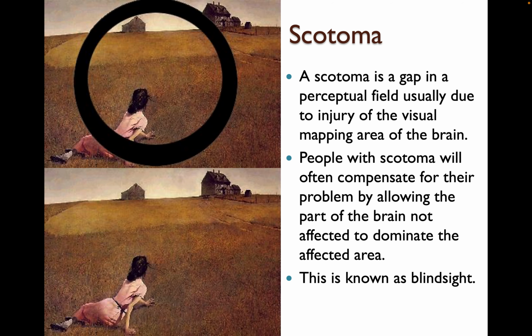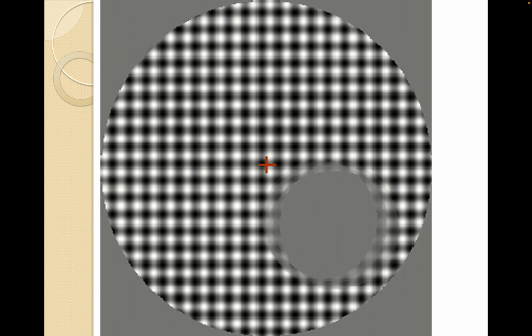A scotoma is a gap in a perceptual field, usually due to an injury of the visual mapping area of the brain. People with scotoma will often compensate for their problem by allowing the part of the brain not affected to dominate the affected area. And this is known as blind sight, where your brain fills in the picture that it sees.